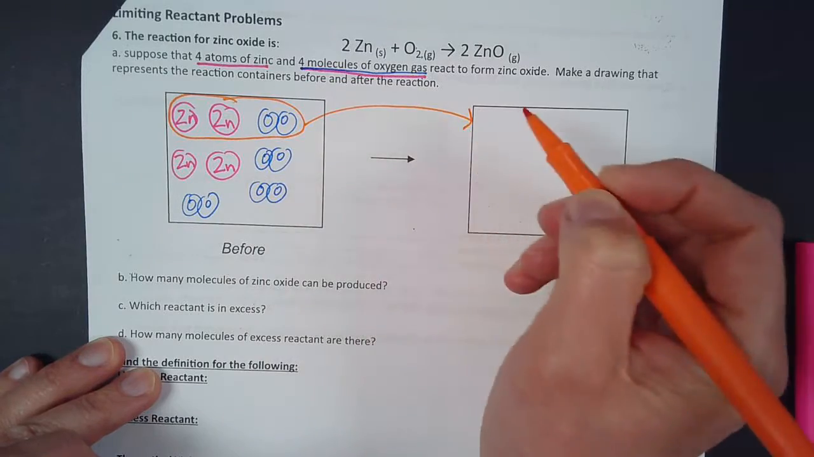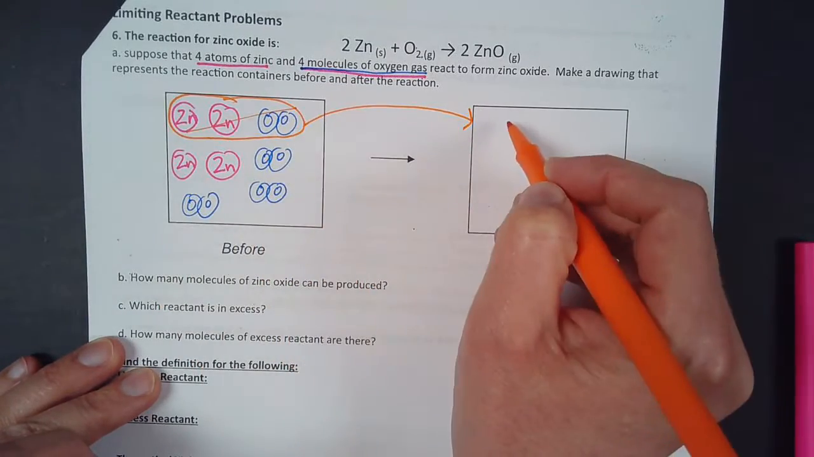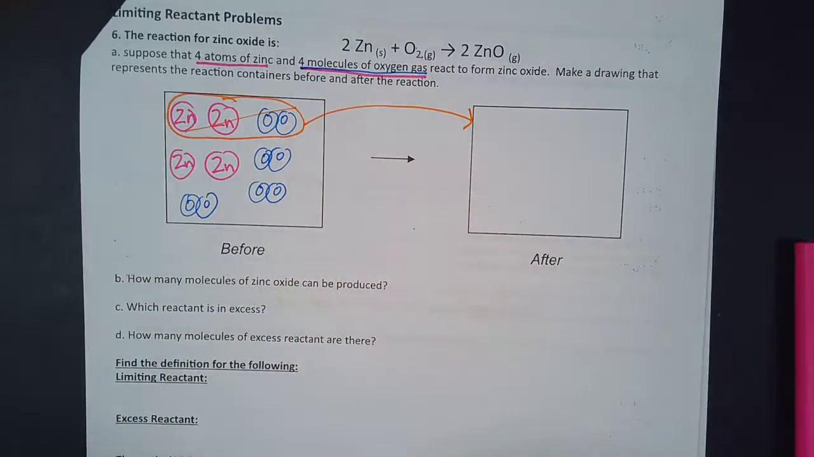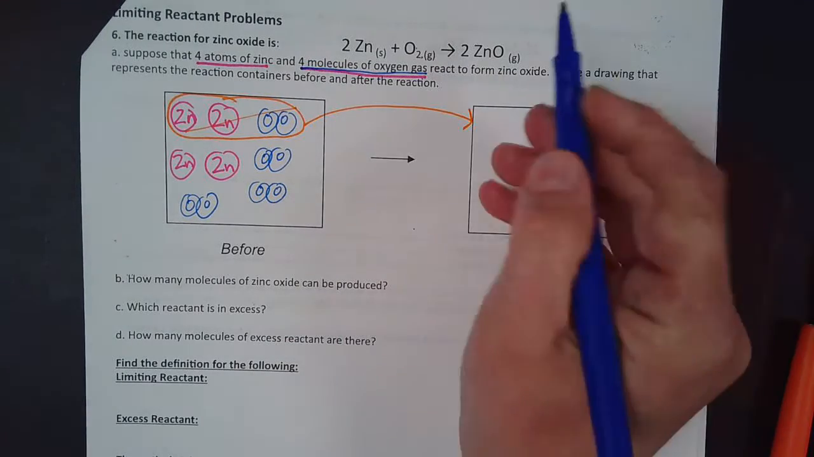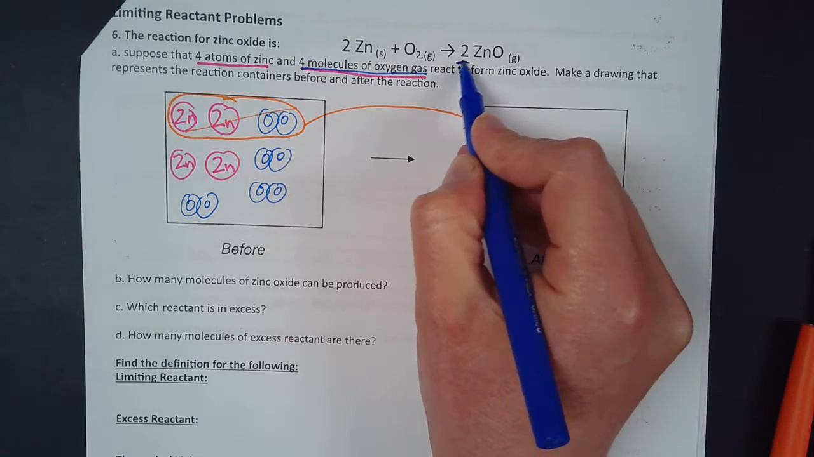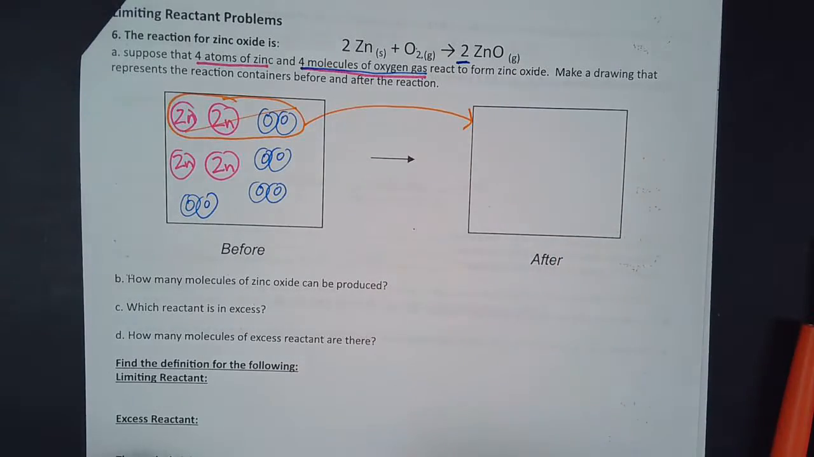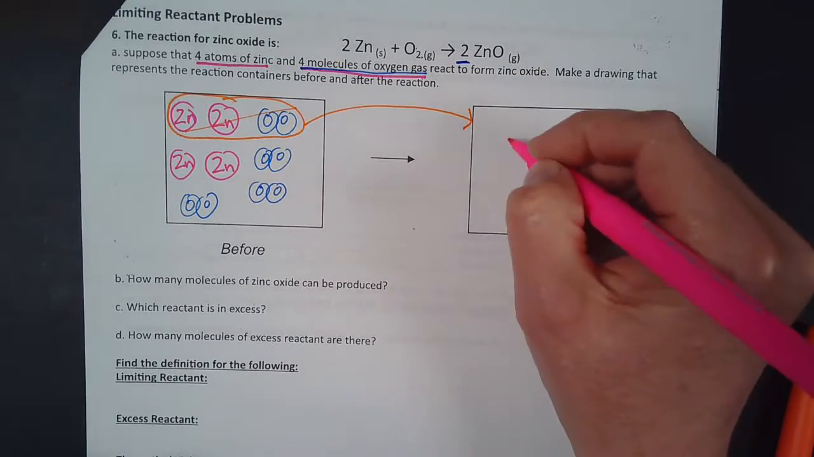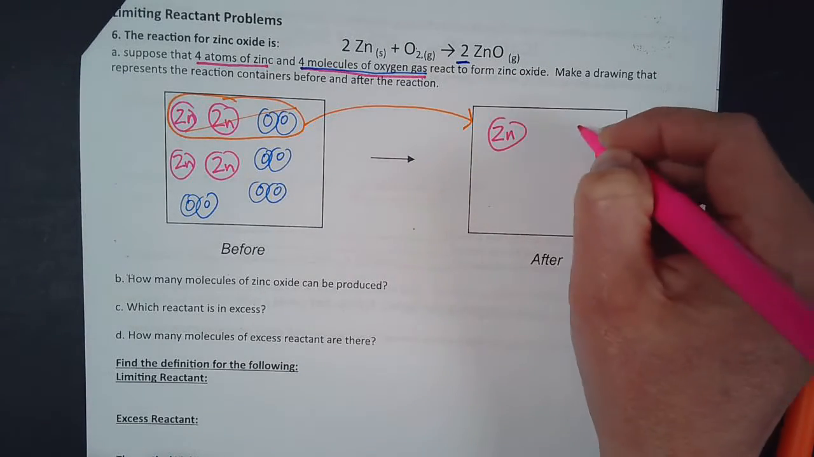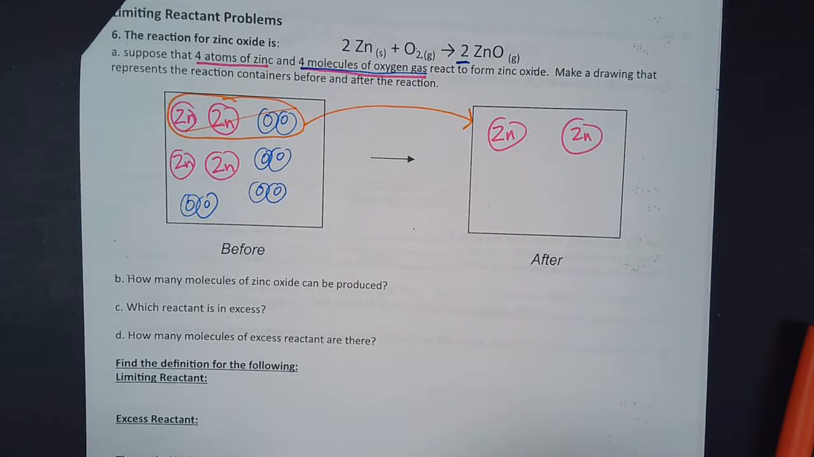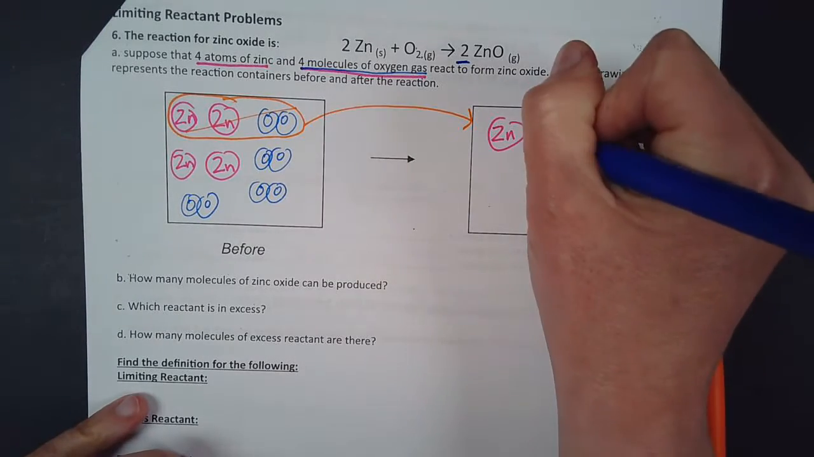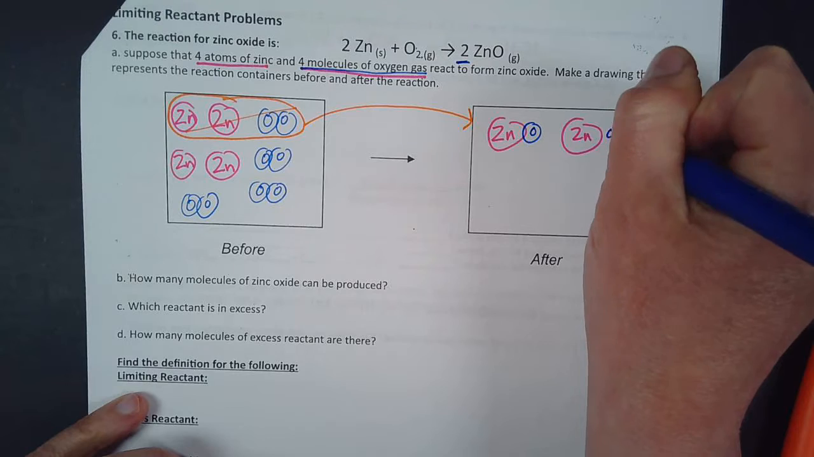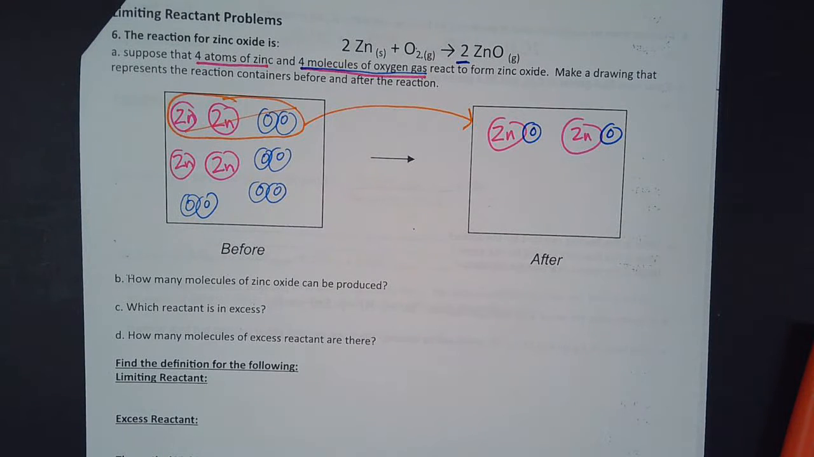gonna go over here, right? So they're gone from here. Now they've transported over to that product side, and they're gonna make 2 molecules of the zinc oxide. So we have a zinc, and we have a zinc, and that's connected to an O, and that's connected to an O. So we have 2 molecules of zinc oxide, 2 products.